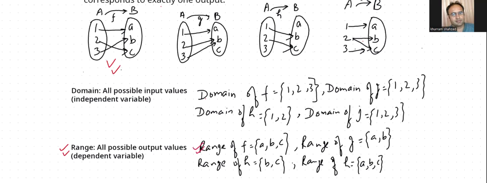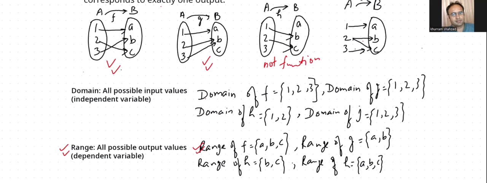And the range of g is a and b. c is not included in the range of this function g because c is not the output of any input value. And what is the range of this h? As discussed earlier, this h is not a function, so we call it a relation between A and B. So b, c is the range of this relation h.